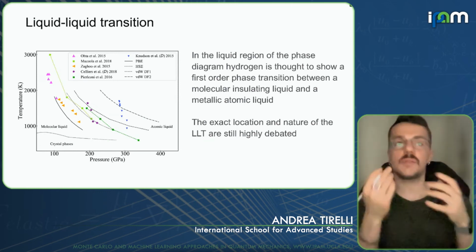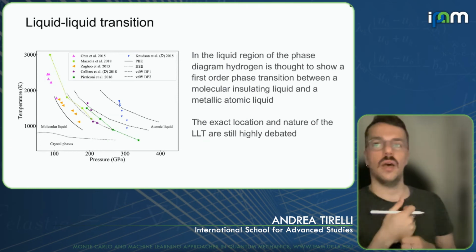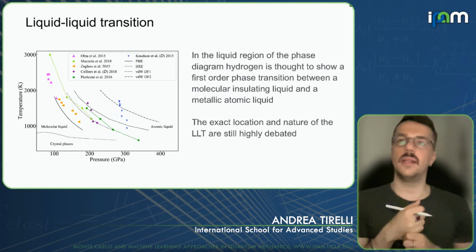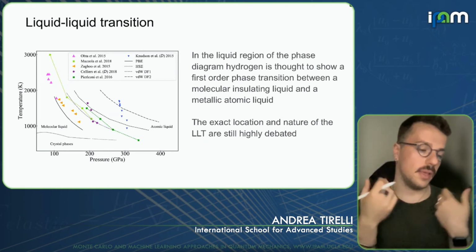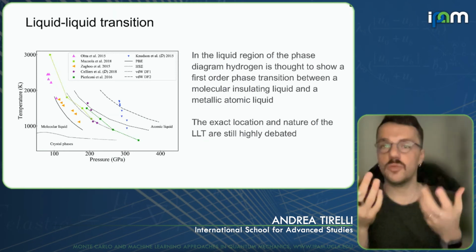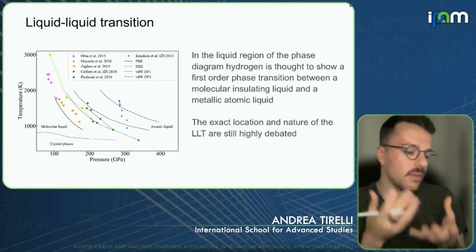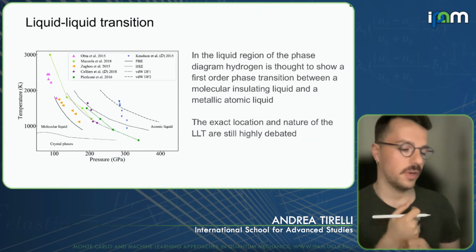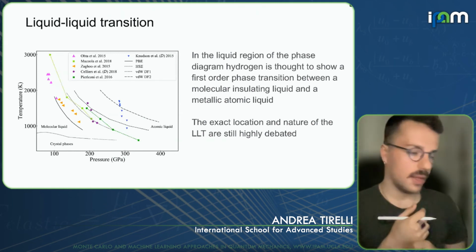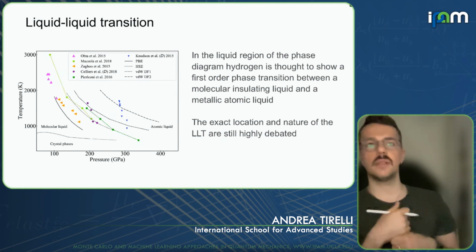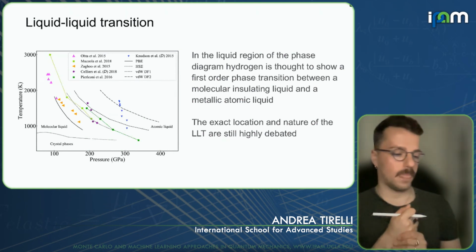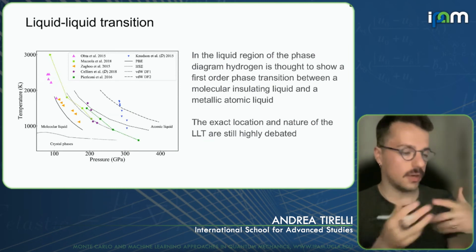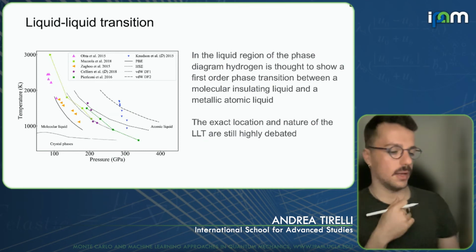We used the liquid-liquid transition of hydrogen, from the molecularly insulating liquid phase to the metallic atomic liquid phase, as our benchmark test, to test whether the physics that was coming out of our machine learning model made some sense or not. And there have been a number of papers, even very recently, dealing with this system around this transition. And as you see here, there are a lot of proposed transition lines.